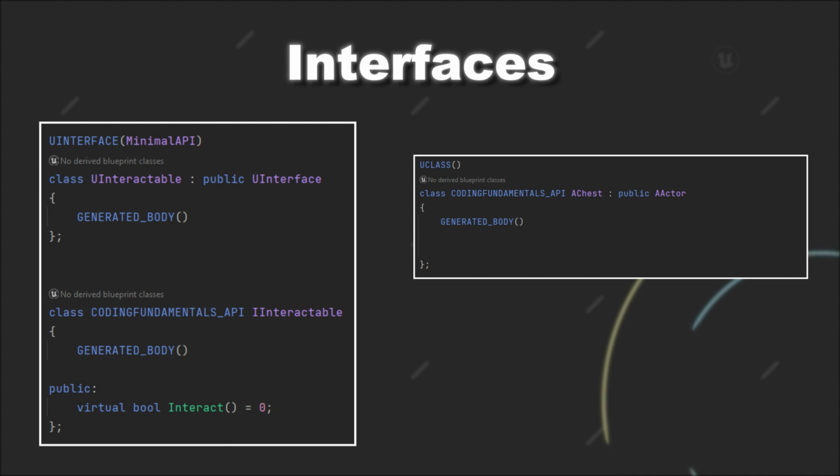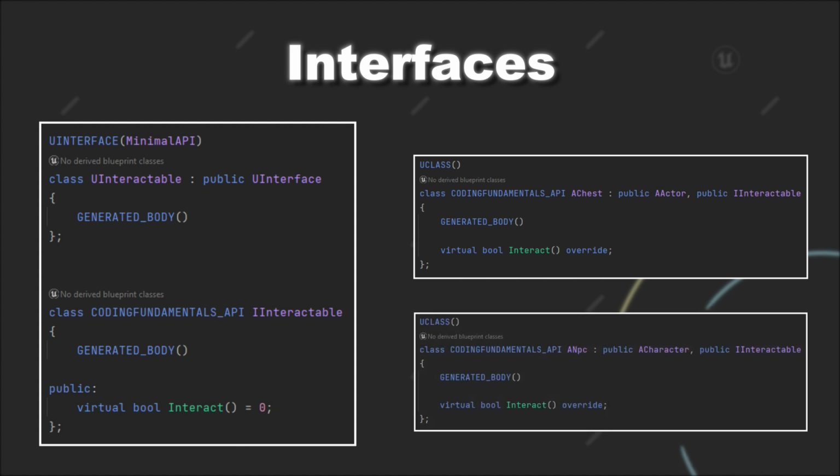Now, let's say we want to make a chest actor interactable for the player. To do this, we add the IInteractable interface to the inheritance list of our chest class. Here, it is important that you use the version of the interface name that starts with an I. And by overriding the interact function, we define what happens if the player interacts with a chest. As mentioned before, we can also use the interface in another class, like an NPC class that triggers a dialog if the player interacts with it.